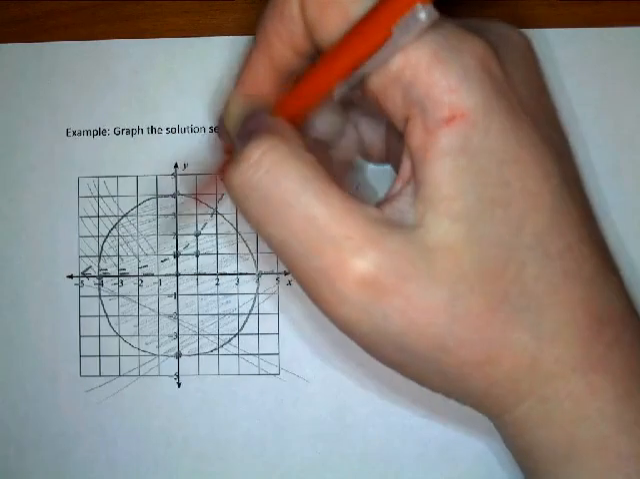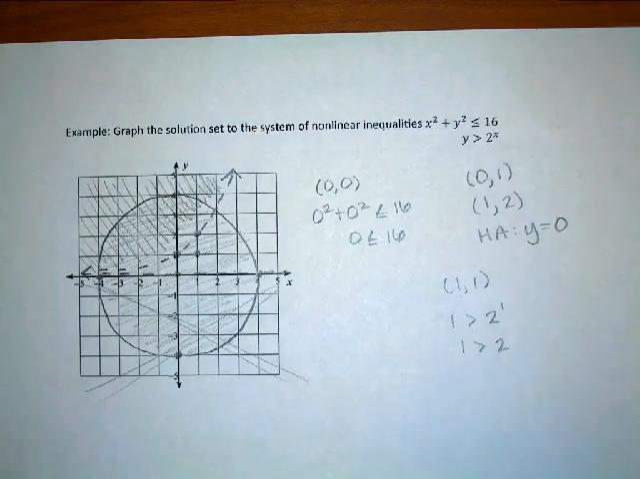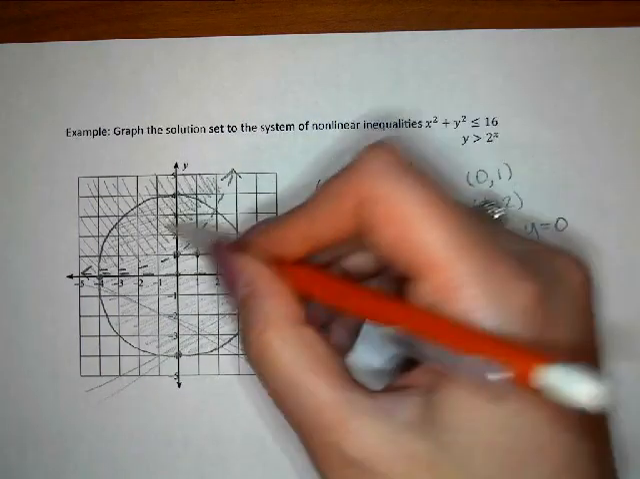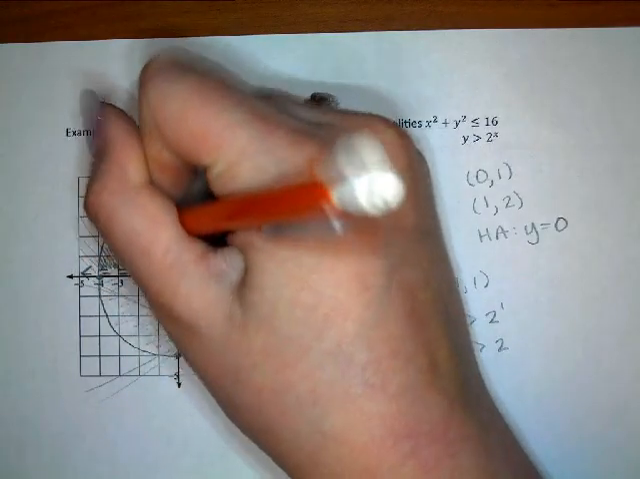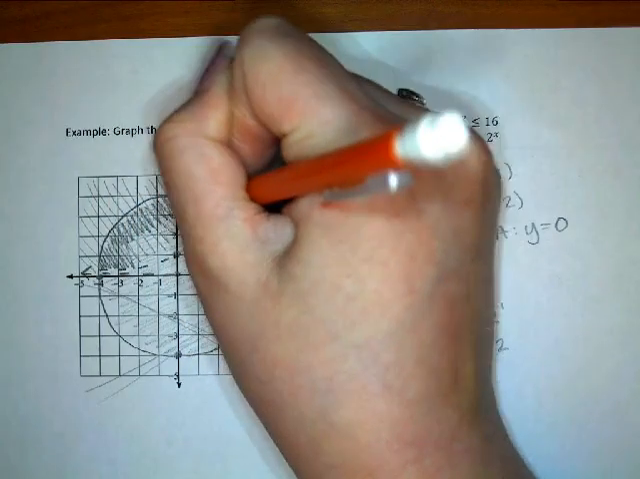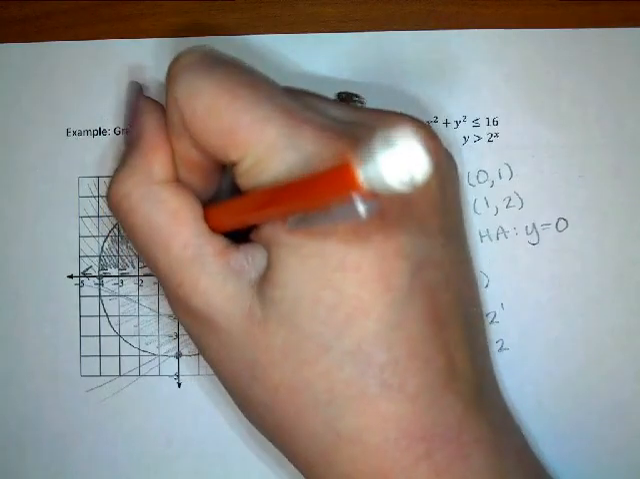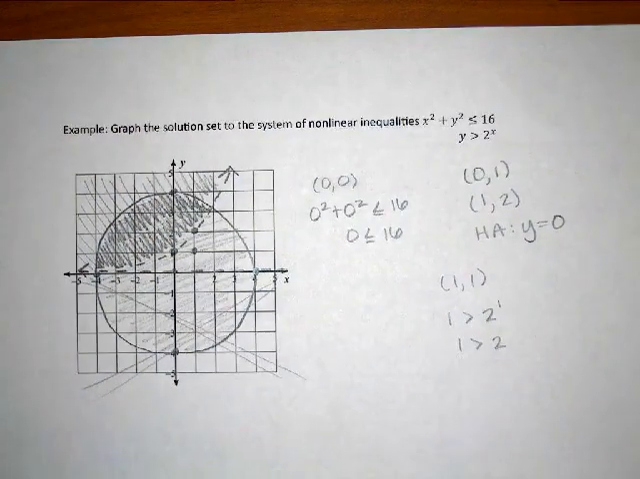And then my solution to the system is going to be this double shaded area, and I'm going to go in and make this area extra dark so that whoever's looking at my paper can see exactly what I meant by my solution. So this solution is interesting because we do have a solid line and a dotted line.